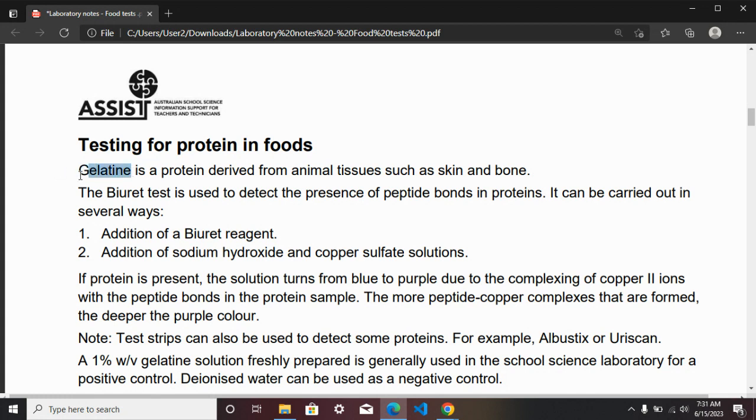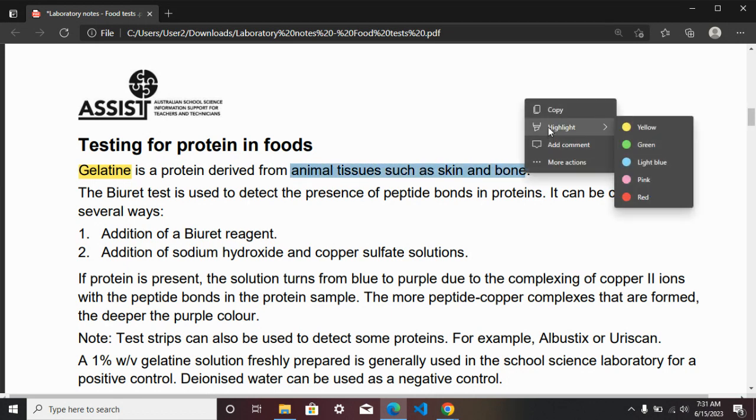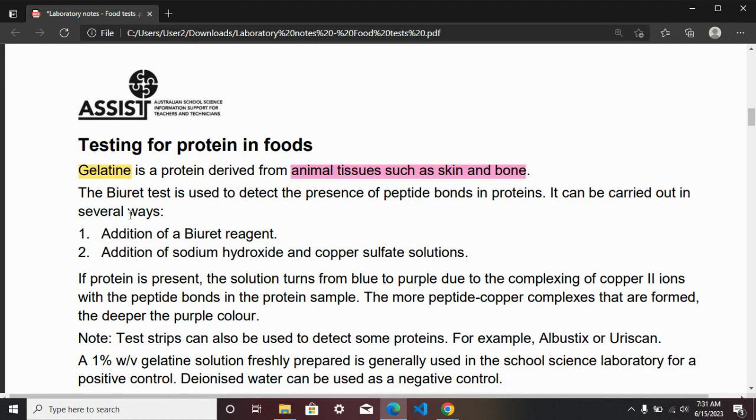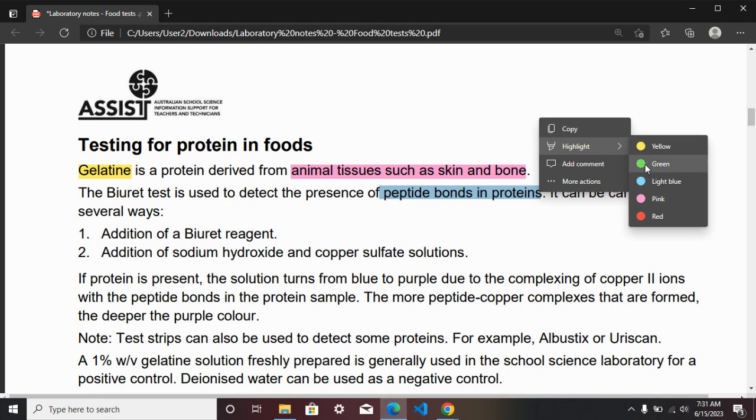Proteins are one of the materials which make body tissues. So gelatin is one of the proteins which is derived from animal tissues such as skin and bone. So the Biuret test is used to detect the presence of peptide bonds in proteins. We can test if the peptide bonds are present in our solution.